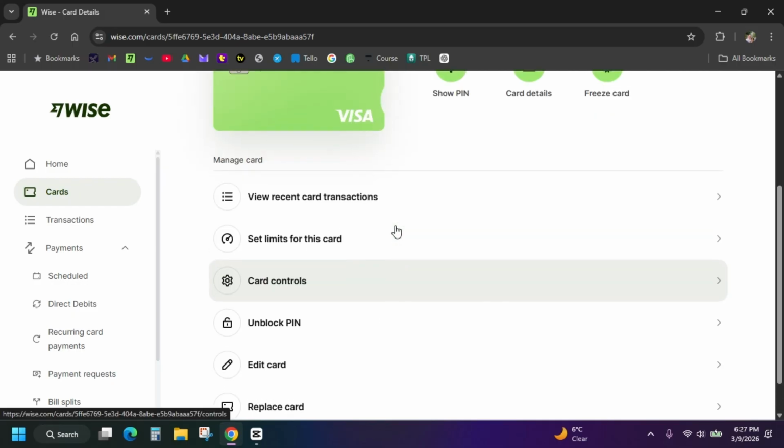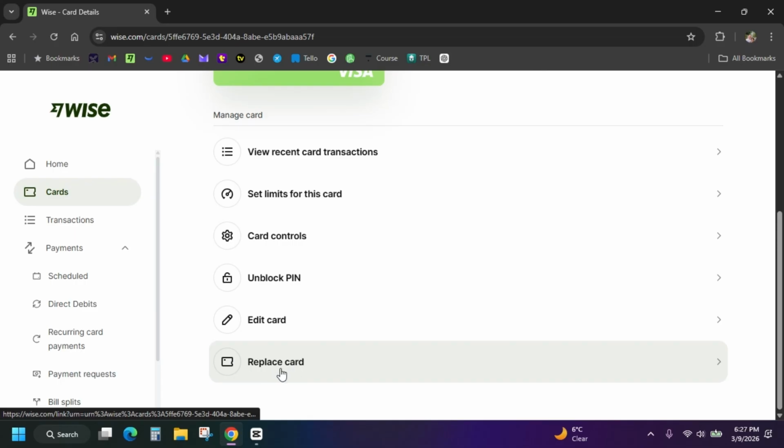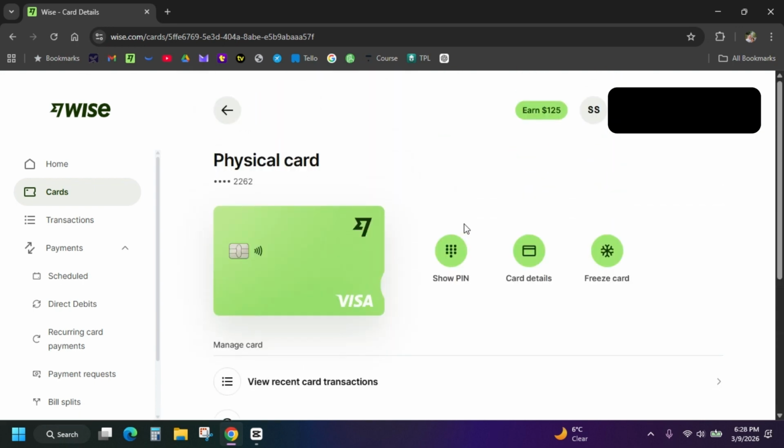So it's very good. You can request a replacement card. You can set limits for the card, so how much you can spend in a day. All these things you can do. It's very, very user friendly, very convenient card.